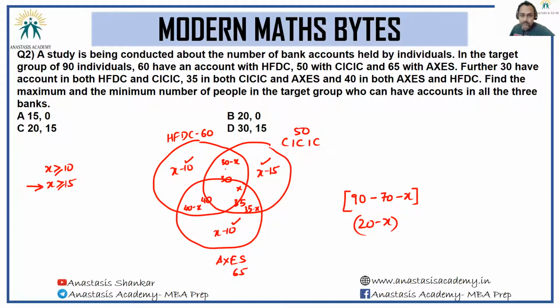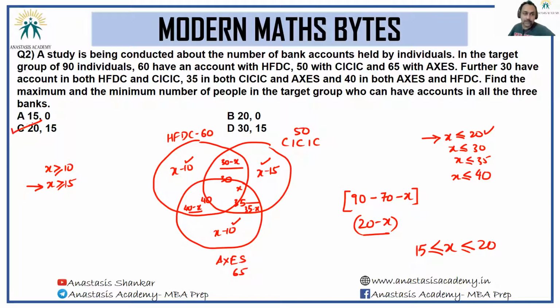Similarly, based on these conditions, what we have got is X is less than or equal to 20, X is less than or equal to 30, X is less than or equal to 35, and X is less than or equal to 40. So altogether, the strongest condition is X is less than or equal to 20. Why I'm saying this is the strongest condition is, if this condition is met, everything else is automatically met. So the range of X that we have identified is 15 to 20. Therefore, the answer should be option C.